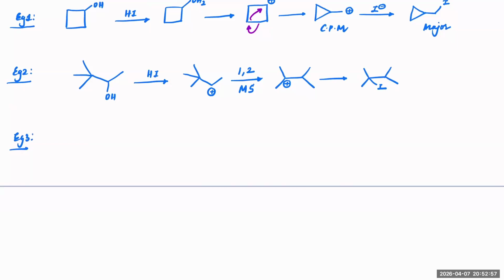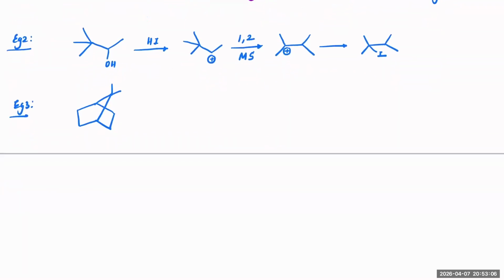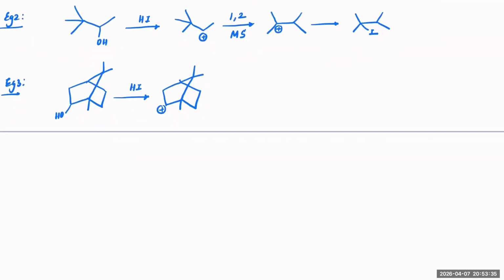Correct? Example 3, if you have these kind of bicyclic structures and OH is here, you notice that with HI, first, because it is on the secondary position, it will make an SN1 reaction. So SN1 reaction, which means first you will get a carbocation here like this. Now, from this carbocation, you have to make a rearrangement to that carbocation form here.